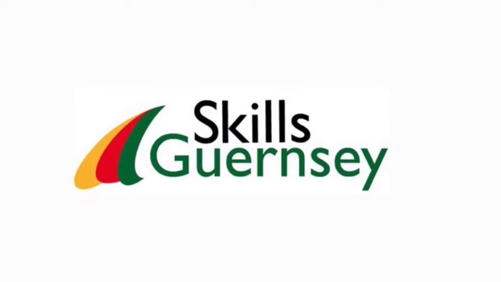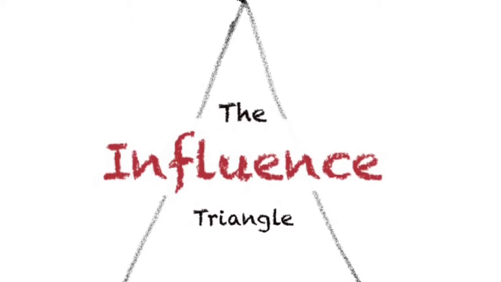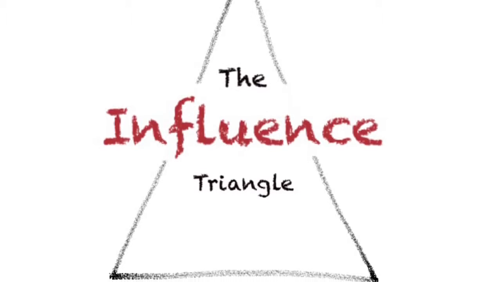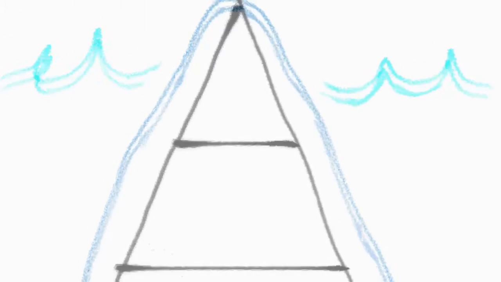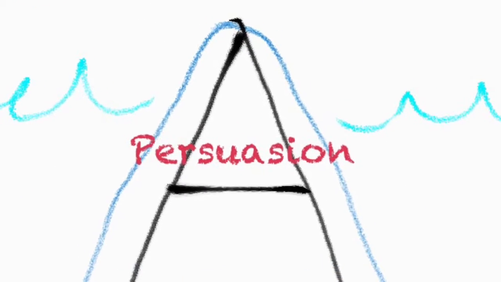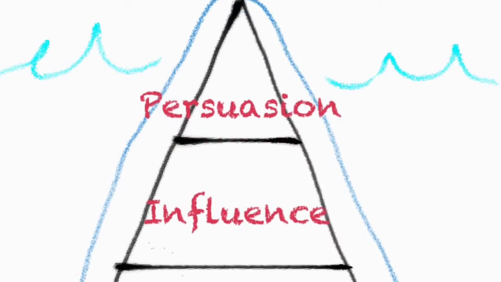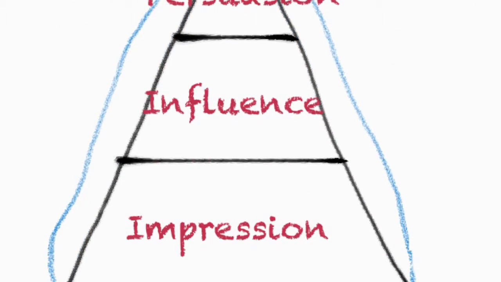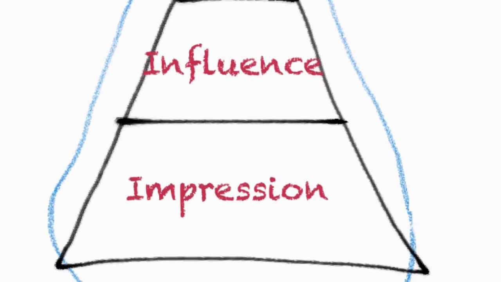Hi, I'd like to introduce you to ways you can influence people and be positively persuasive. Imagine an iceberg. The iceberg is divided into 3 sections. The first section above the waterline is persuasion. The second section is influence, and the third section is impression. This is the way the triangle or iceberg works.